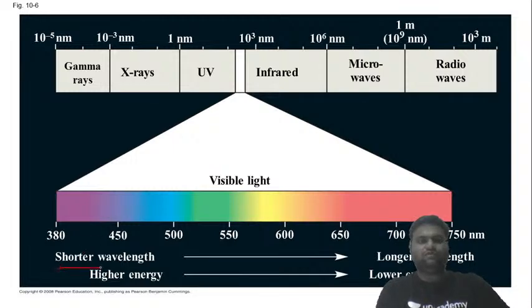So this one is the shorter wavelength, this one is the longer wavelength, this one is with the higher energy, and this one is with the lower energy. So visible light is from 380 नैनोमीटर टू 750 नैनोमीटर, और ये वाला स्पेक्ट्रम यूज़ होता है फॉर फोटोसिंथेसिस.